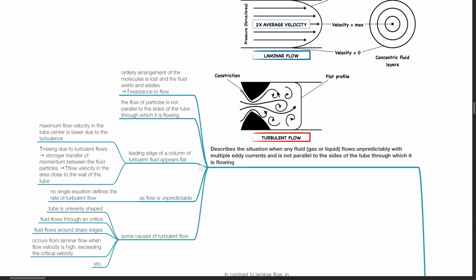As flow is unpredictable, no single equation defines the rate of turbulent flow. Examples of causes of turbulent flow include the tube being unevenly shaped, fluid flowing through an orifice, fluid flowing around sharp edges, or occurring from laminar flow when flow velocity is high, exceeding the critical velocity.